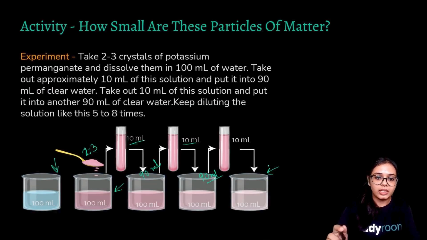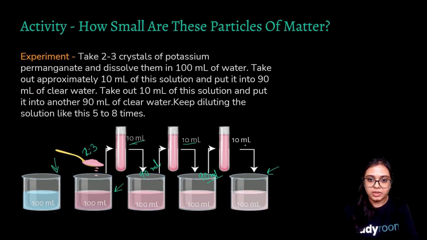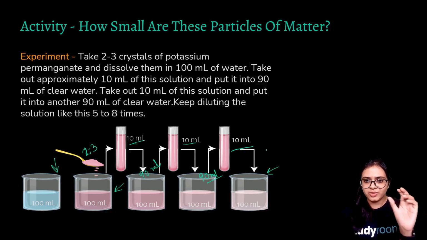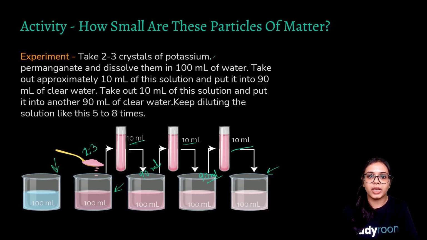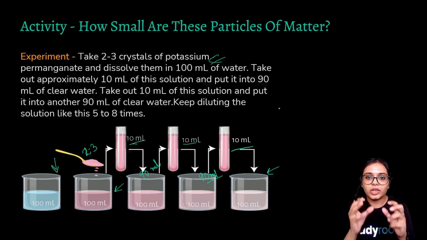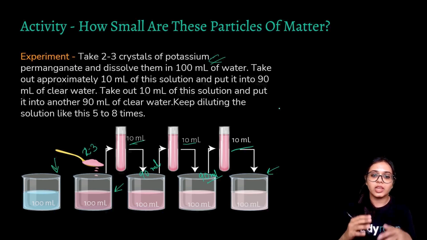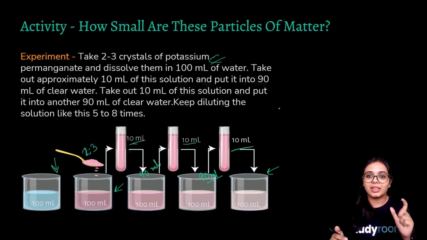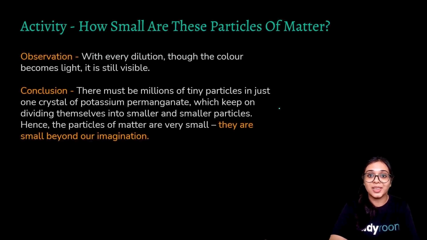This means that each time that we extracted 10 milliliter from a particular solution and added it to 90 milliliter of clear water, the pinkish hue was there, but it has become very faded, right? But since it's still visible to the naked eye, there must be some potassium permanganate in it, right? From this we can conclude that the particles of potassium permanganate in 2 to 3 crystals must be so very small that even after diluting it 3 to 4 times, we are still getting that faded hue. This means that they must be very small, so small that they are beyond our imagination.